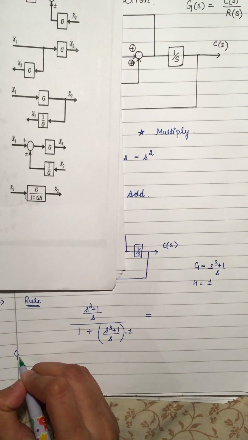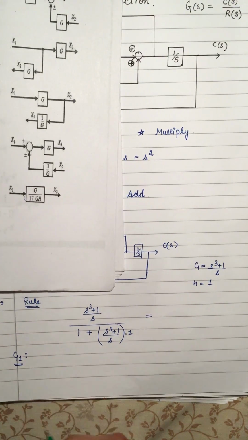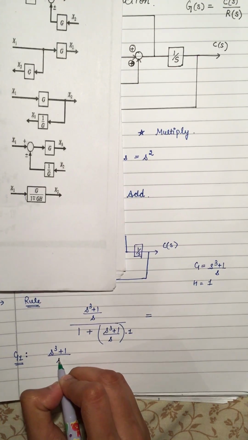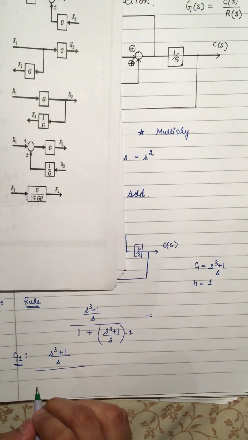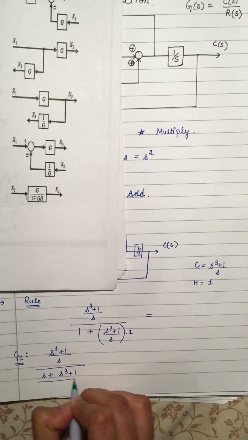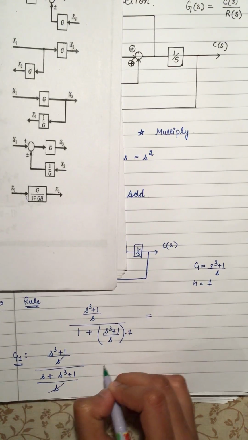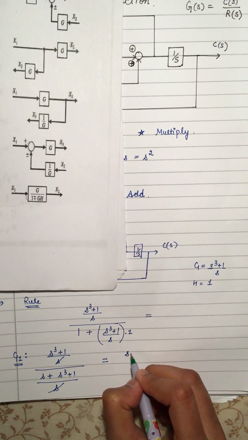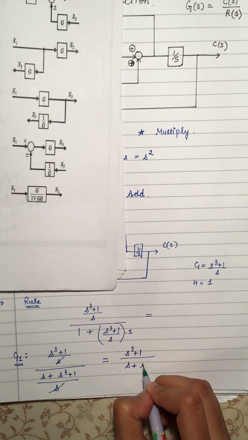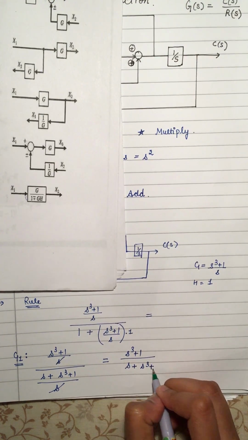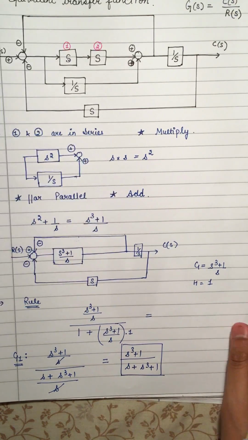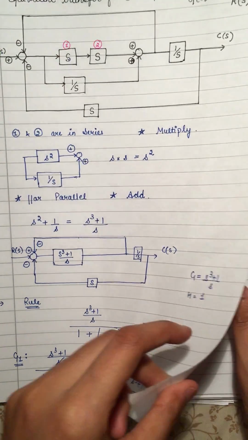Now let's just make it simpler. It will be s cube plus 1 by s divided by 1 plus s cube plus 1 divided by s. This will get cancelled. So we are left with s cube plus 1 divided by s plus s cube plus 1. Now this is our new transfer function. Let's draw the block diagram again.